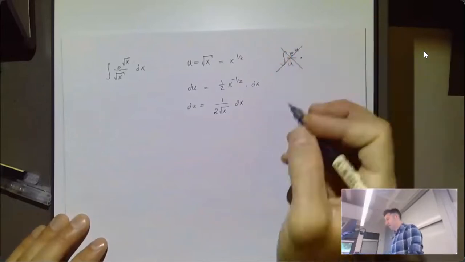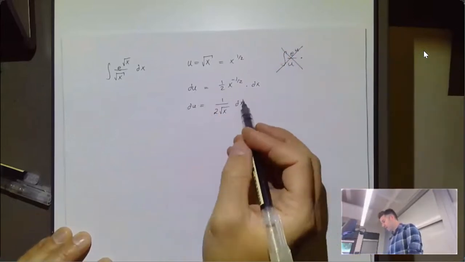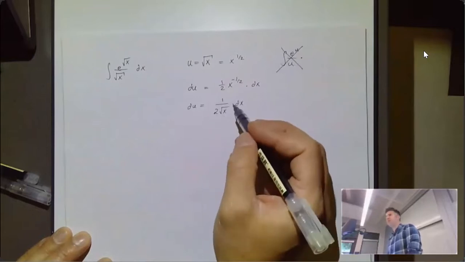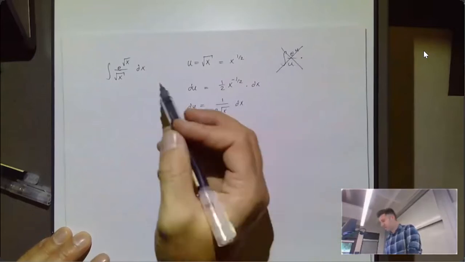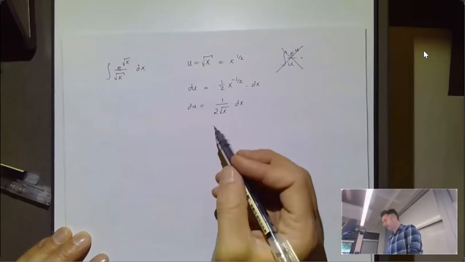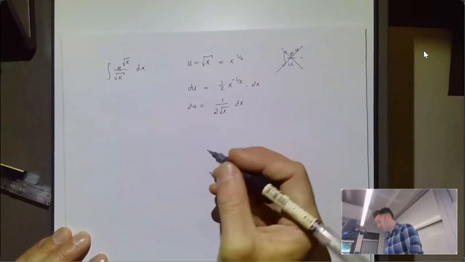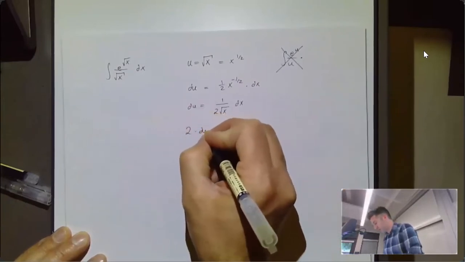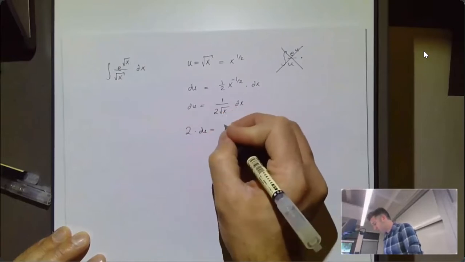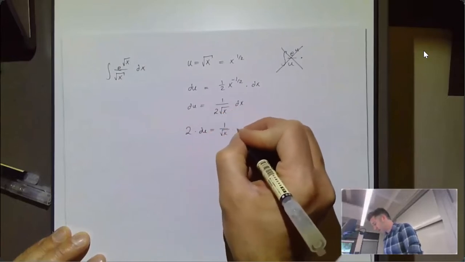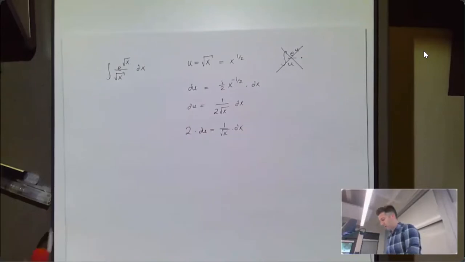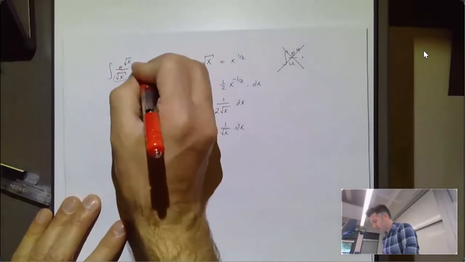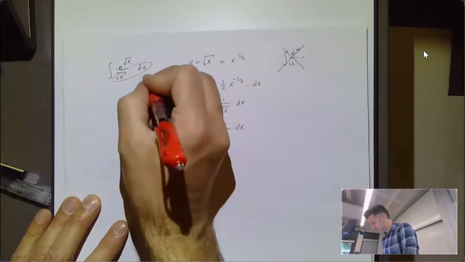So what I really want to say is we need to make this show up. Well, I pretty much have that. Right? I have a dx over the square root of x. I just don't want that 2 there. So I'm going to multiply both sides of this by 2. It's 2 du equals 1/√x times dx. And then recognize that, oh yeah, that right there, that is equal to 2 times du.